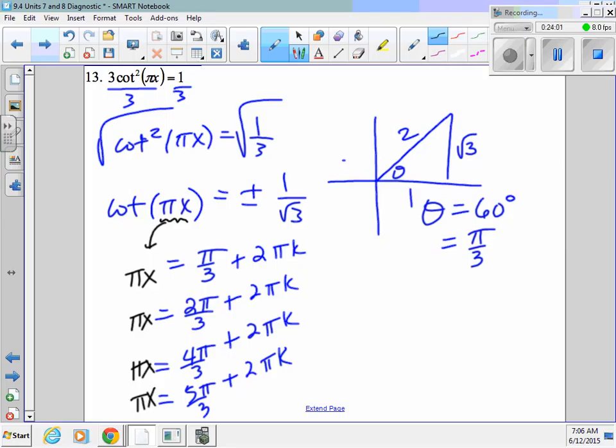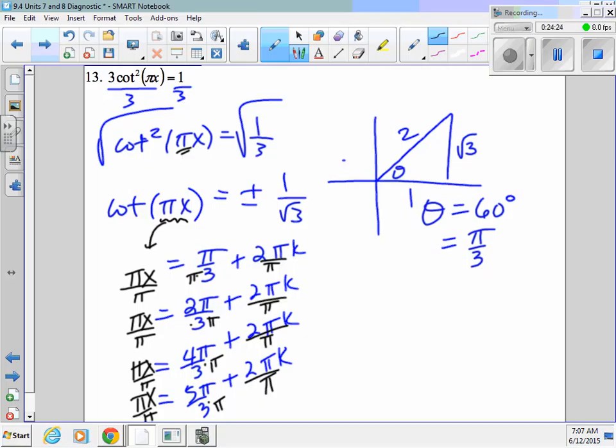So how do I get x by itself? I can divide each of these by pi. So I'm dividing all my solutions by pi. In other words, the pi is already built into the equation, so x does not need the pi. And that's what's happening here. You're getting rid of the pi that you don't really need because it's already built into the equation.